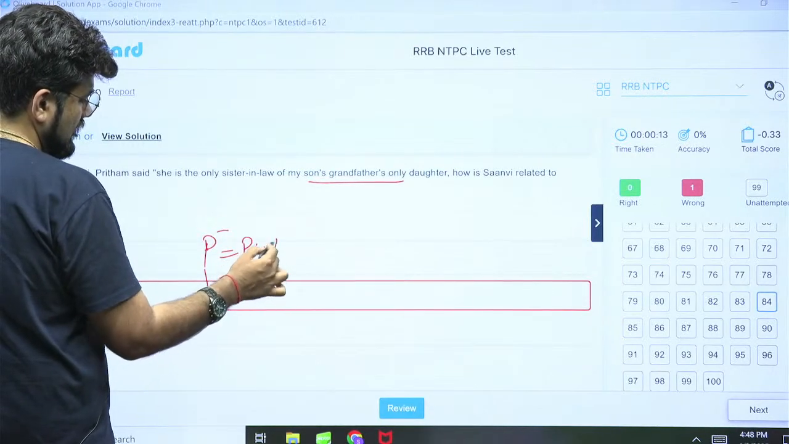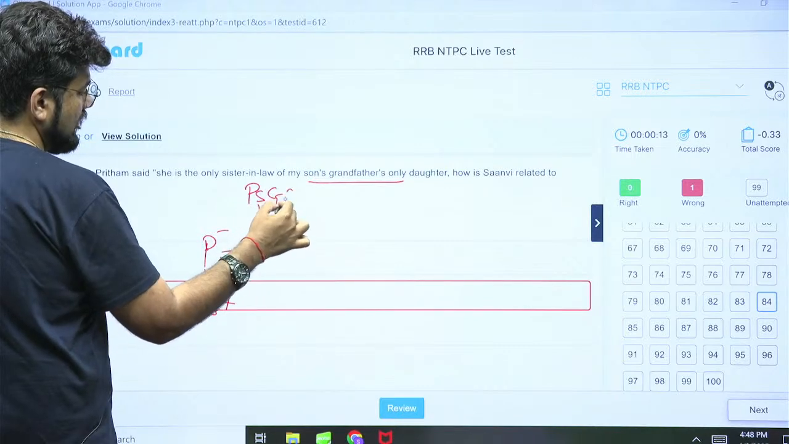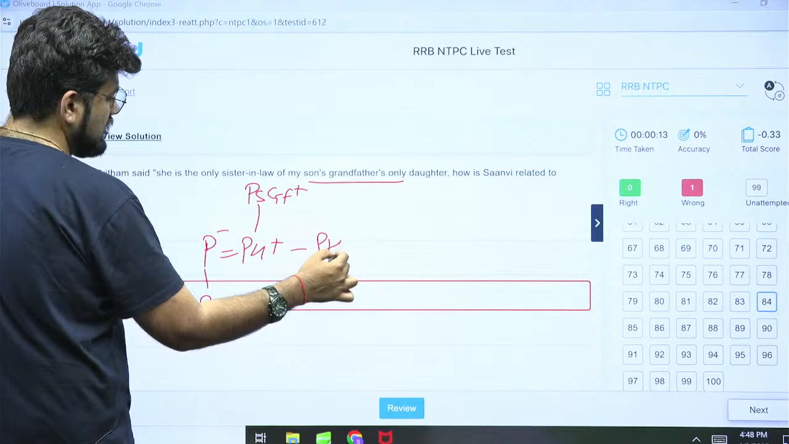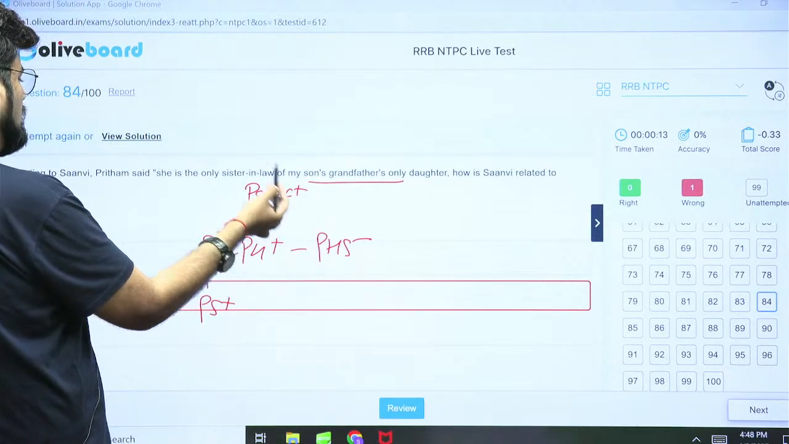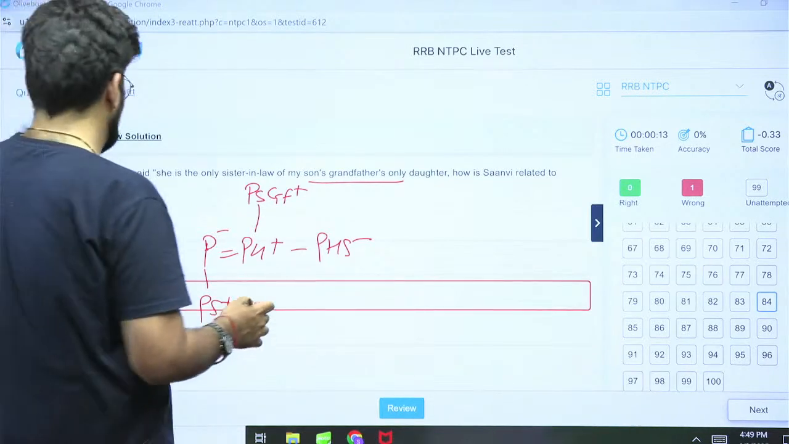Preetham's husband, his father. So Preetham's son's grandfather, only daughter. So Preetham's husband's sister, only daughters. She is the only sister-in-law. That cannot be possible.